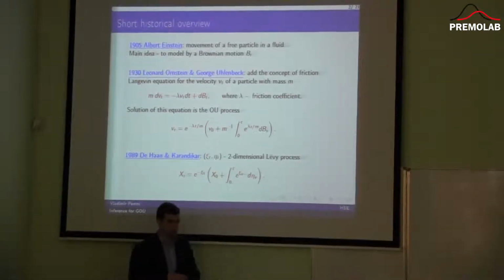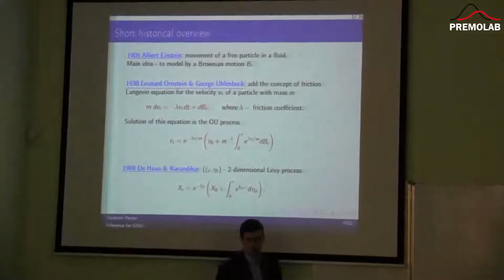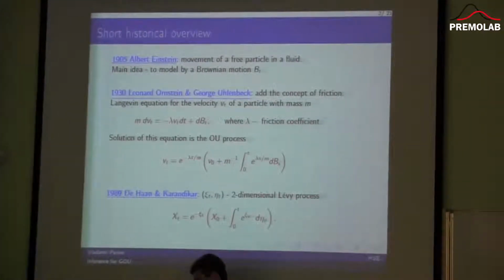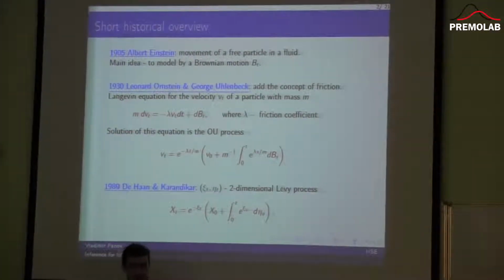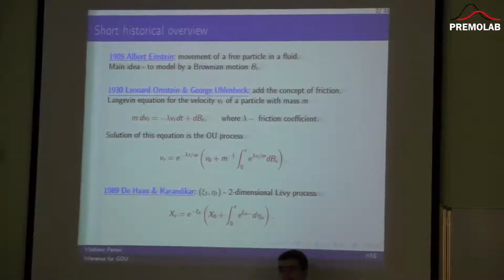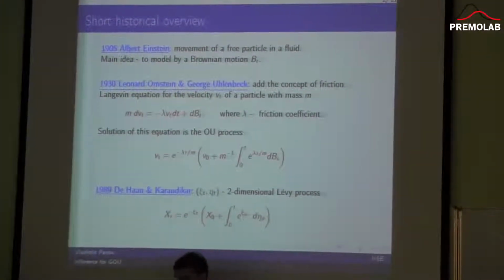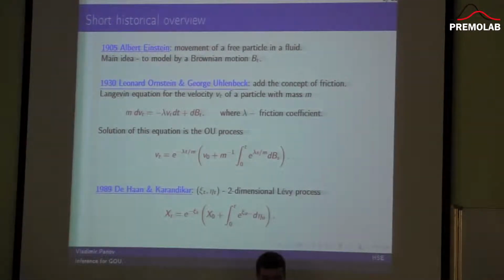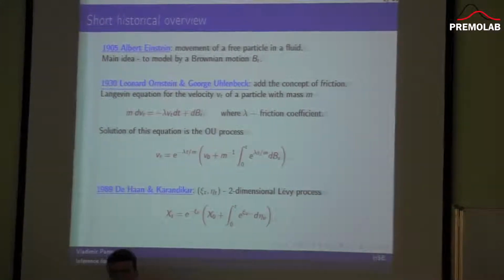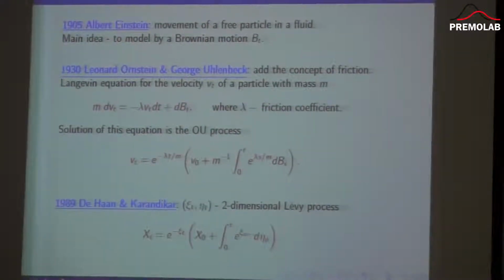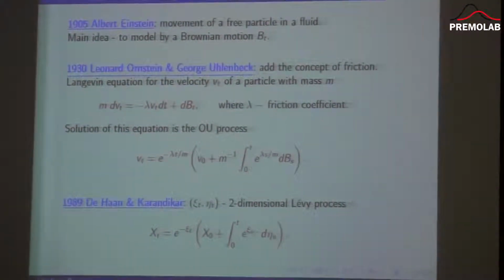So Albert Einstein, in his famous work in 1905, suggested to describe this motion by Brownian motion. And 25 years later, Ornstein and Uhlenbeck suggested to add the concept of friction in this model. So using modern language, this means that the velocity of a particle with mass m can be described by a stochastic process V_t, which is a solution of the following stochastic differential equation.